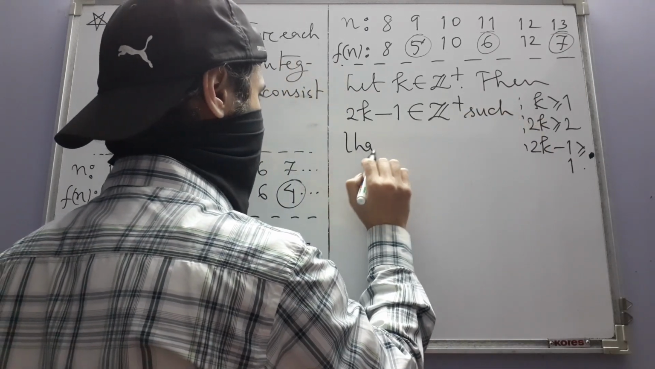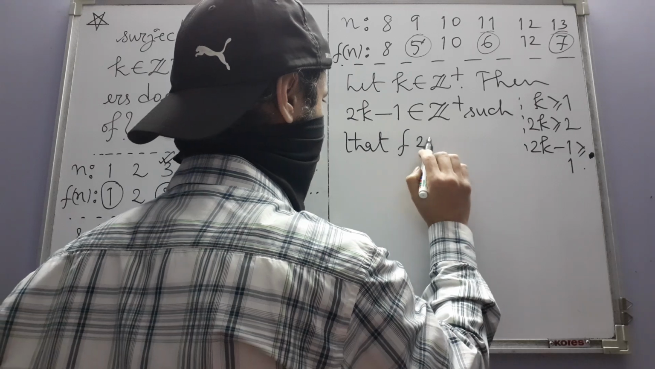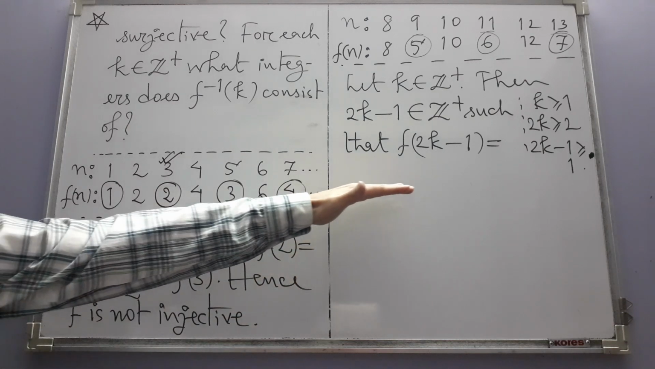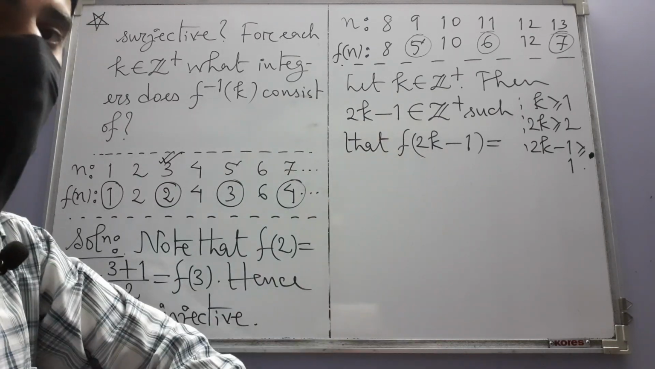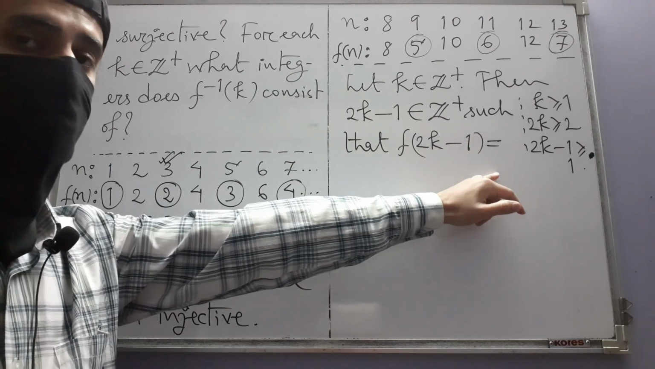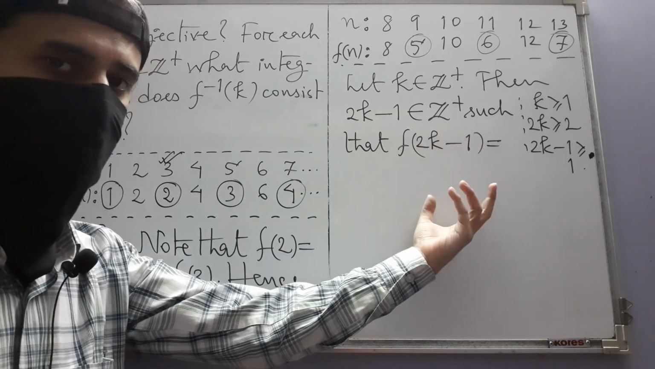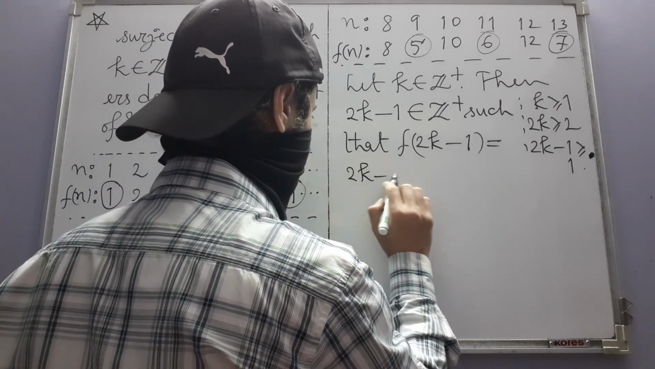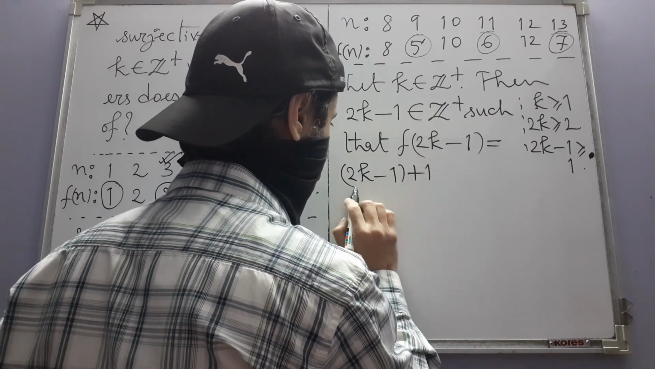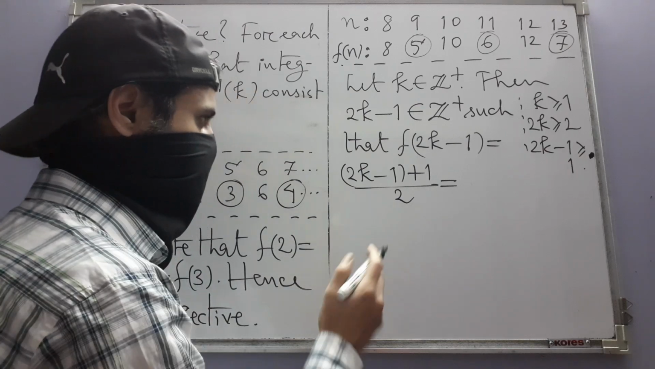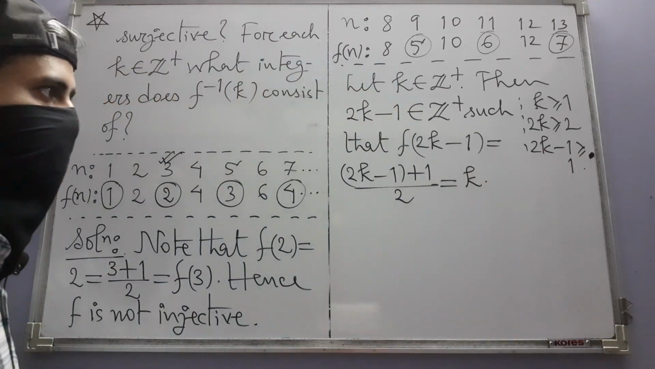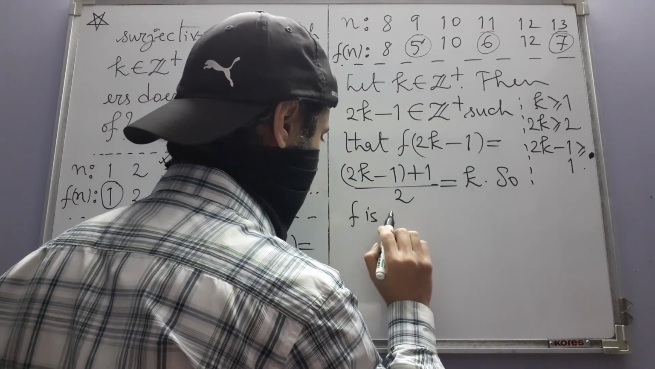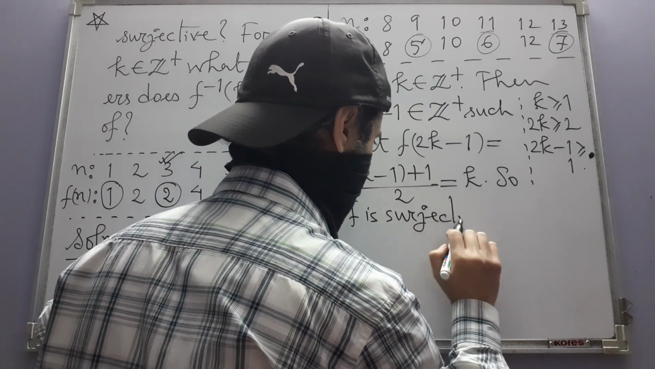Such that f of 2k minus 1 is equal to. But now which part of the definition of f will you use? The second part. Why? Because not only is 2k minus 1 positive, but just from the form of it, we can clearly see that it's odd. And that is why the output is this. If you do the calculation, you get k back. So, f is surjective.